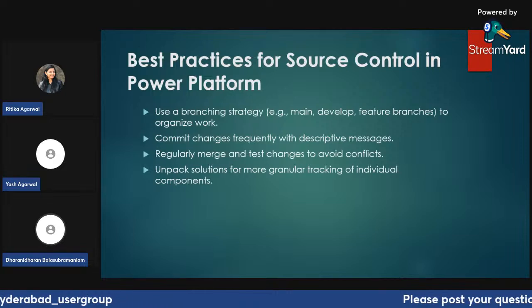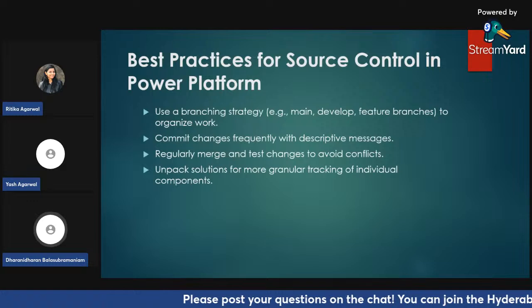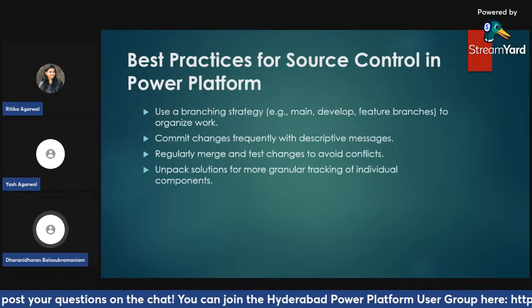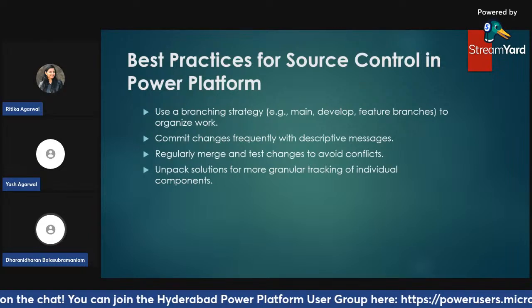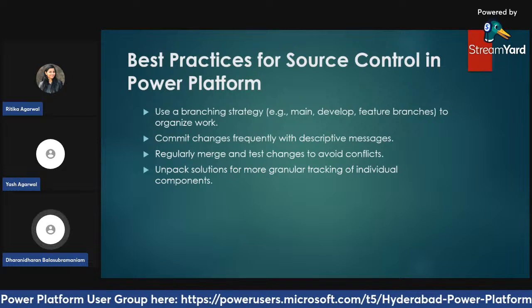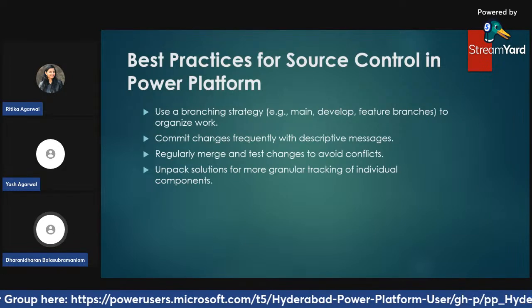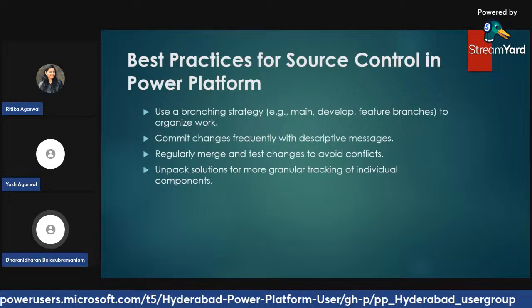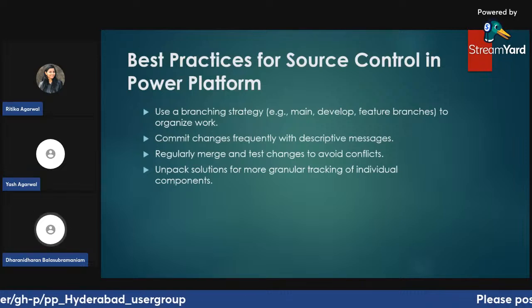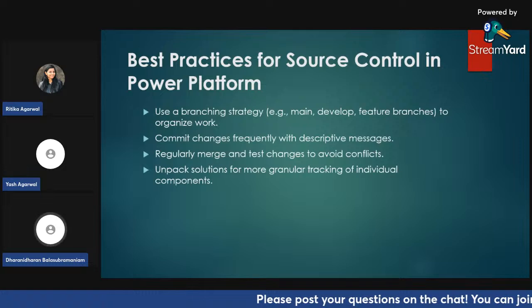A common strategy includes a main branch for production, a development branch for in-progress work, and feature branches for individual tasks. This keeps the work very organized and also reduces the risk of conflicts. You also need to commit your changes frequently and use descriptive commit messages to make it very clear what each change does. This will help when looking back to understand the purpose of each and every commit we are going to make in Azure Repos.